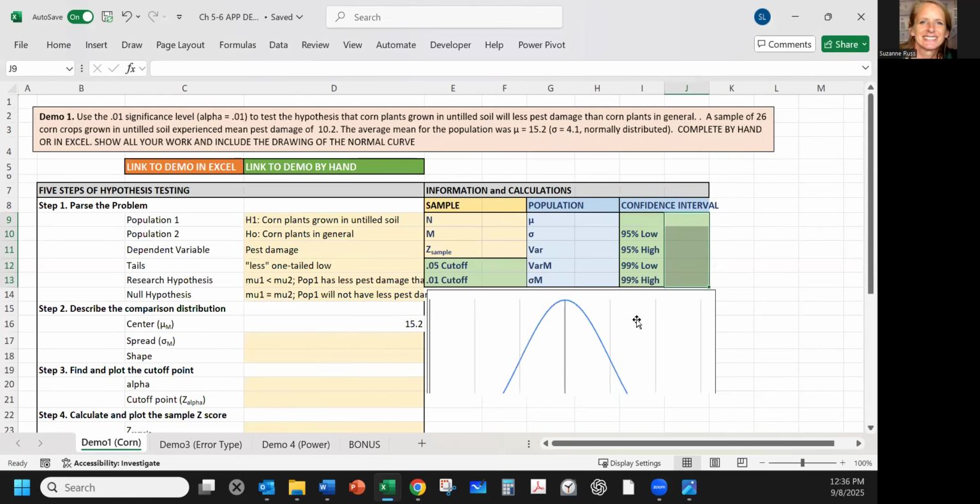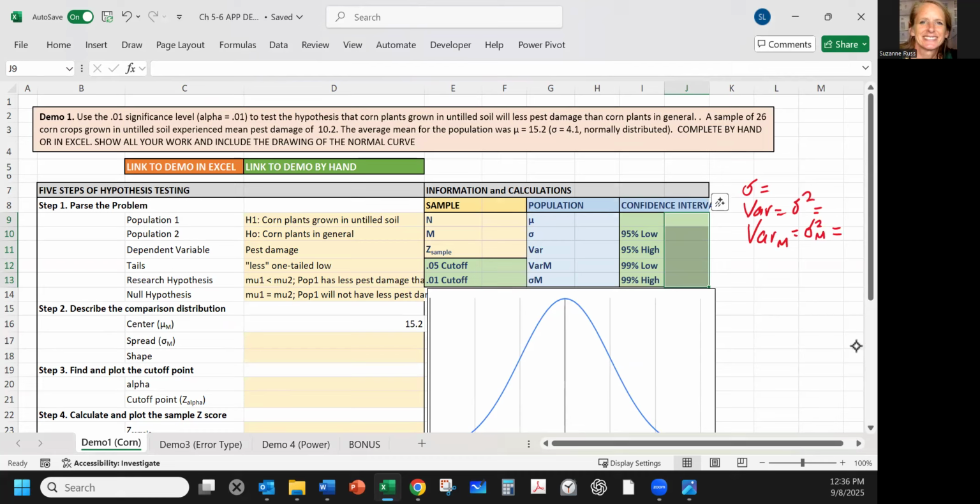So I'm just going to zoom out a minute and I'll write those down because I know these are new this week. We start with sigma, then we calculate variance, which is the same as sigma squared. Then we calculate the variance for the distribution of means. Your book writes this as sigma squared for the distribution of means. And all it is is variance divided by n. Again, you'll see this in places written as n minus 1. We're not there yet. This is the formula we're using.